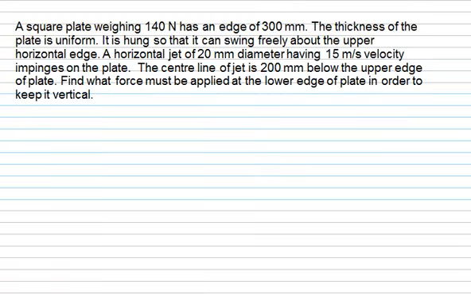We have a square plate weighing 140 Newton, has an edge of 300 mm. The thickness of the plate is uniform and it is hanged so that it can swing freely above the upper horizontal edge. The horizontal jet of 20 mm diameter having 15 meter per second velocity impinges on the plate. The center line of the jet is 200 mm below the upper edge of the plate. Find what force must be applied at the lower edge of the plate in order to keep it vertical.